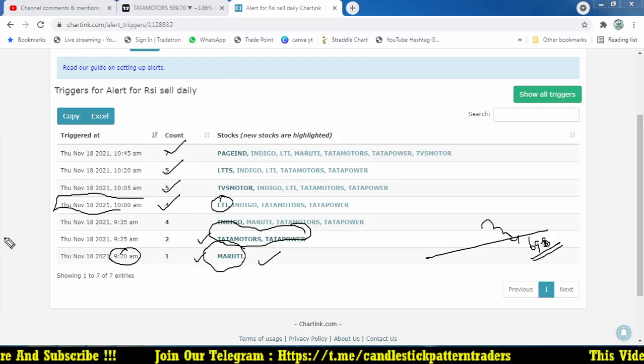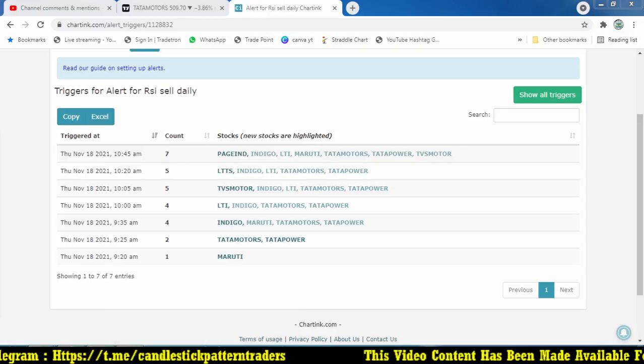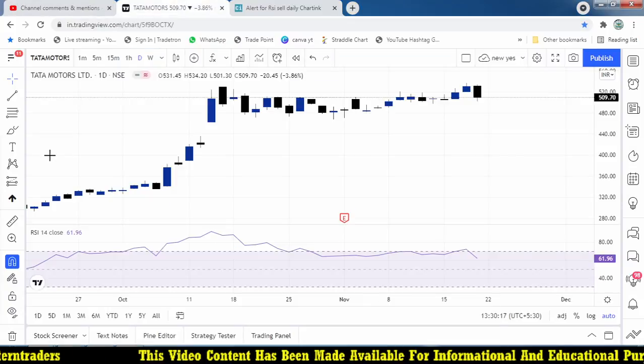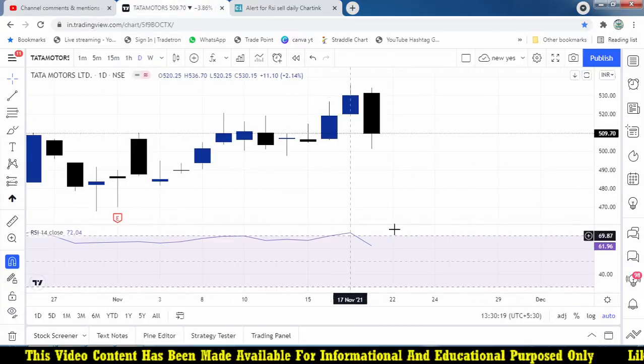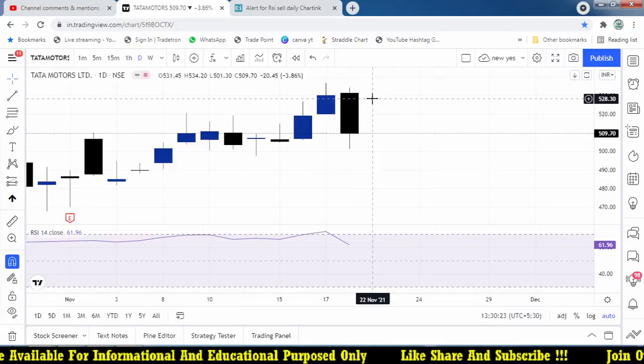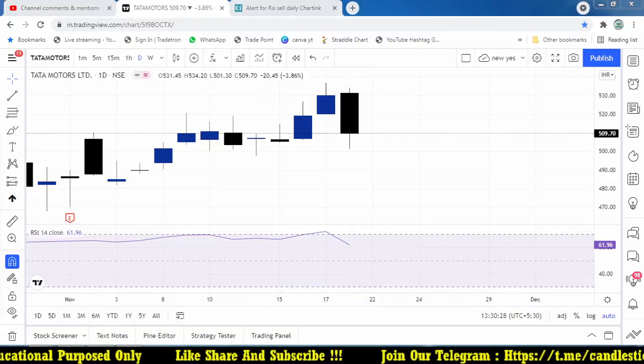But how to select the strike price? That is the most important question, right? So let's try with that, Tata Motors and Tata Power. Let's take Tata Motors. Can you see that it is coming under the scanner at 9:20, 9:25, where the RSI is broken below 69.8?